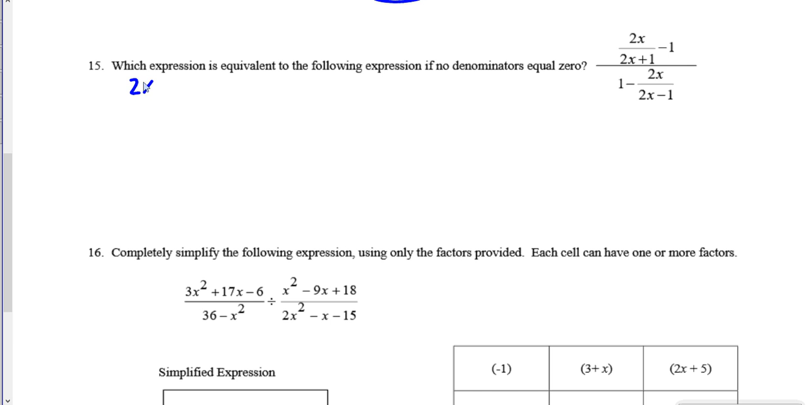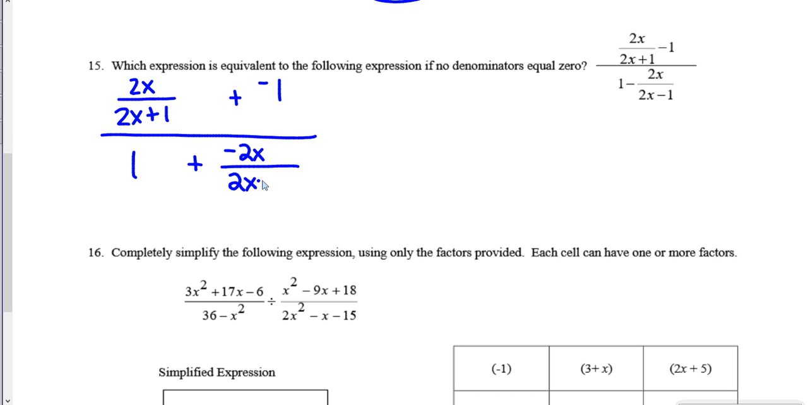I'm going to rewrite it a little bigger just so I have some space. Again, I don't like subtraction, so I'm going to change it to plus a negative 1. And then down here, I'm going to change it to plus a negative 2x over 2x minus 1. All right, in order to do a complex fraction, I want to multiply the entire fraction by the least common denominator. What is my least common denominator? Right here, I need a 2x plus 1 and a 2x minus 1.